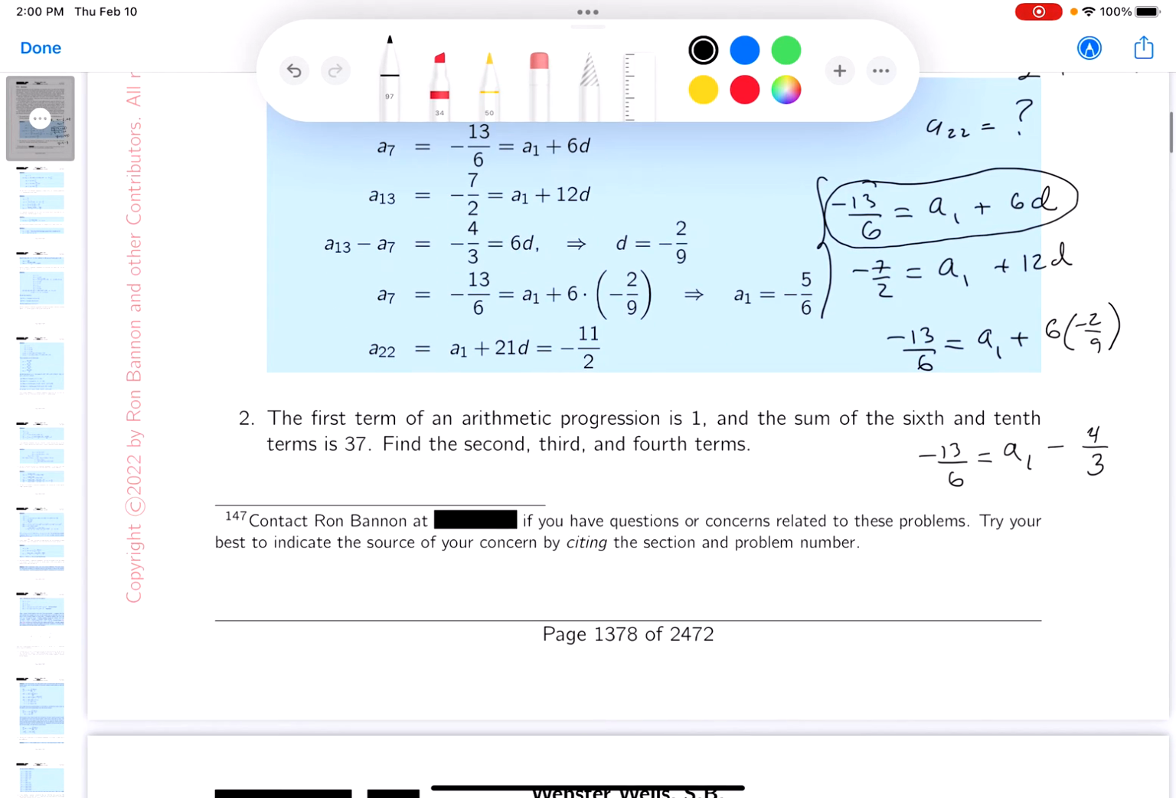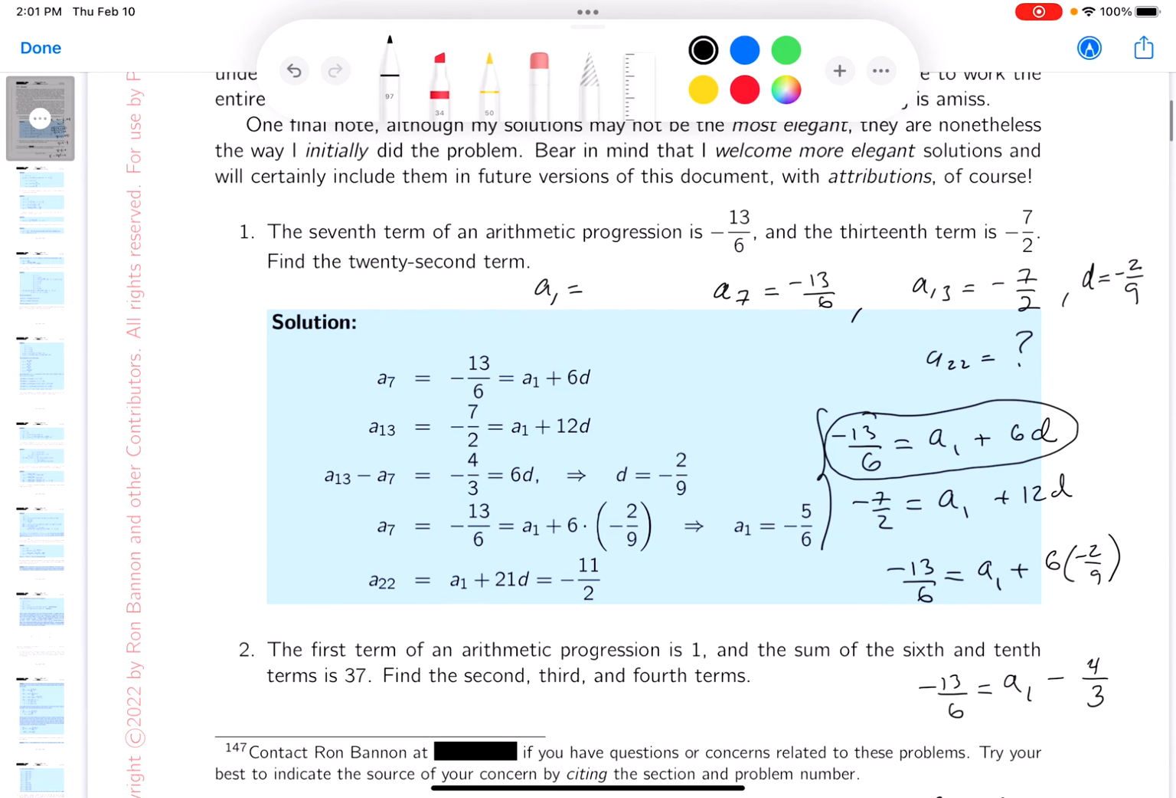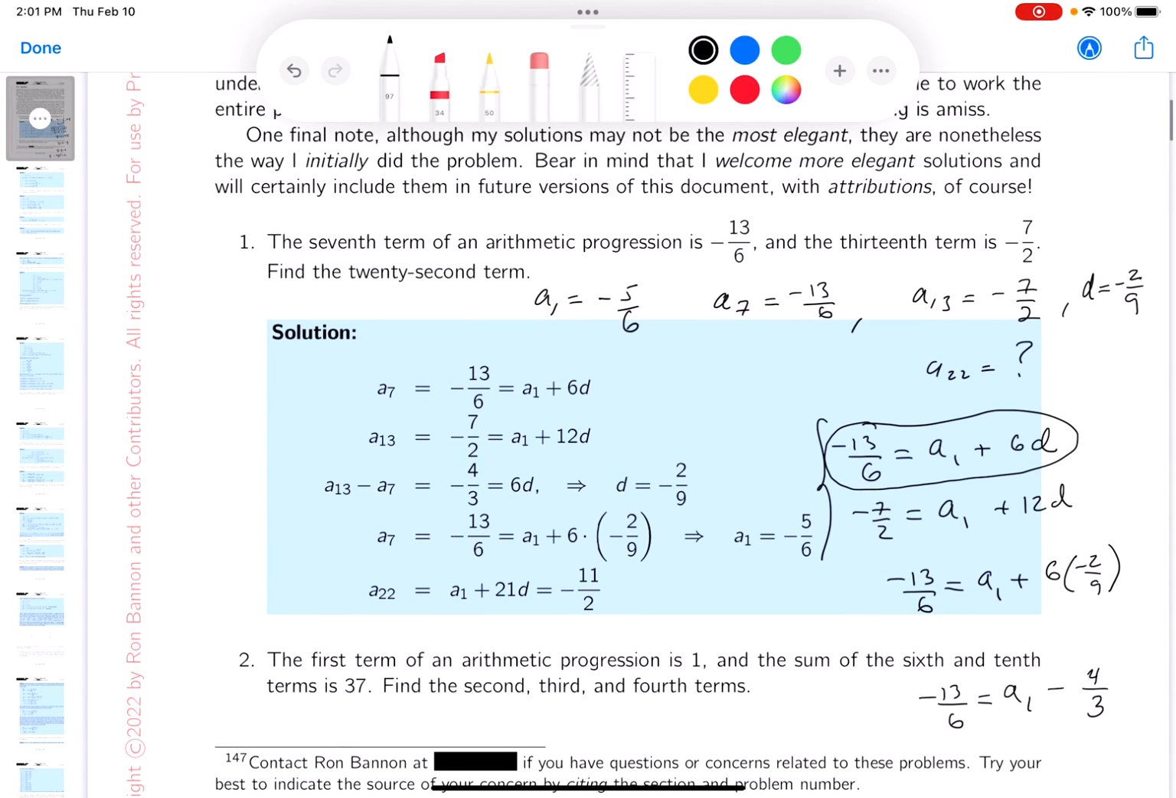All right, let's keep going. And I want A1. So it's minus 13 sixths plus 4 thirds equals A1. And the common denominator would be 6. Again, I'm looking for A1. Let's see, you get minus 13 plus 8, which is going to be minus 5 sixths. Now, someone would say, I don't need that. I do. And I'll tell you why I need it. I need it because I need to find A22. So then the question is, what's A22? I don't know.